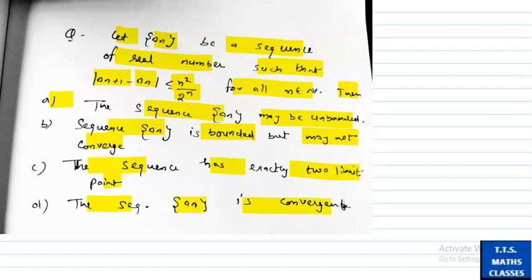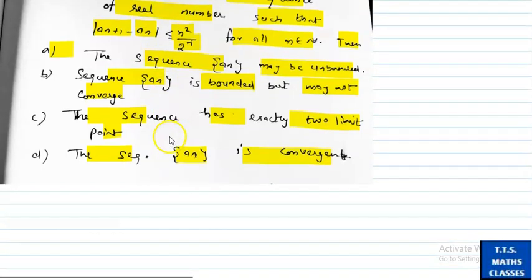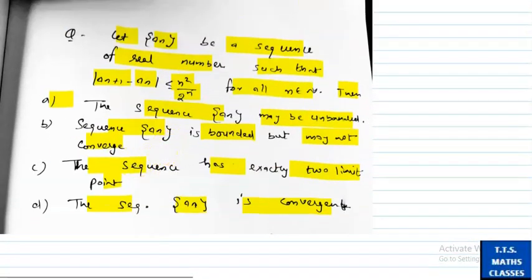Okay, this question can be solved in two ways. The first way is by discarding the options, and the second way is by learning the result. So we solve it both ways. First, let's solve by discarding the options, for which we take a sequence which satisfies that condition and discard the options using this particular sequence.